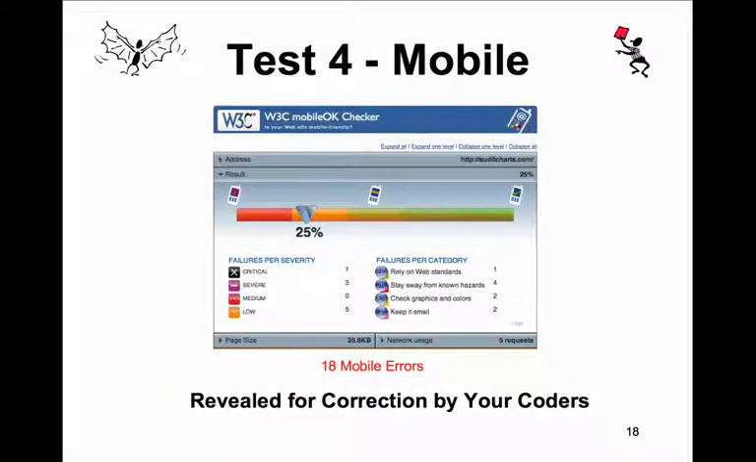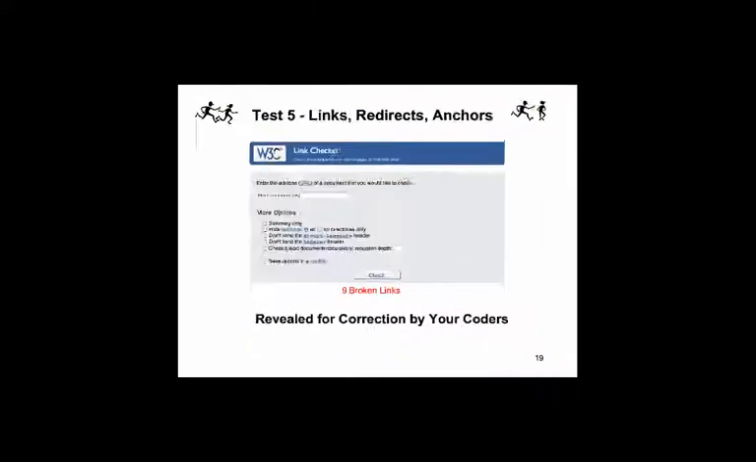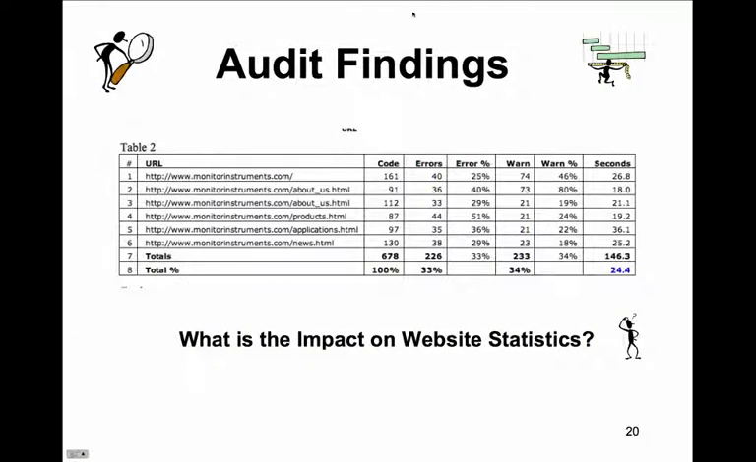The fourth test is mobile. Mobile has the buzz today. This test lists the errors and warnings for correction for a mobile-friendly experience. The fifth and final validation checks links, redirects, and anchors for errors that affect the processing time for loading content. The audit findings list the errors and warnings by URI and URL for correction, and then a revalidation for confirmation of a valid website.